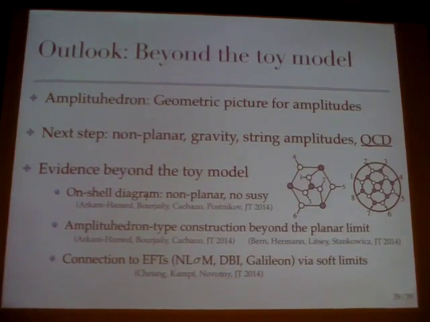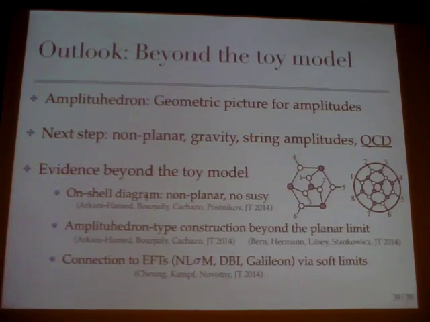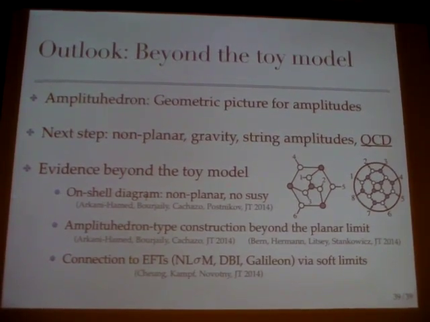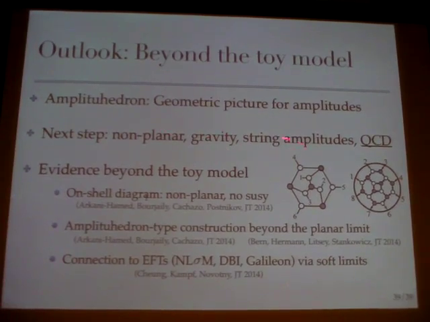So let me now conclude. This is my final slide. Today I talked about the Amplituhedron, which is a new geometric picture for amplitudes in planar N=4 super Yang-Mills theory. The crucial property here is positivity in geometry, and that replaces the physical concepts like locality and unitarity. In the next step, we definitely want to look at the non-planar amplitudes, gravity amplitudes, string amplitudes, and especially QCD to see how these geometric ideas actually extend.